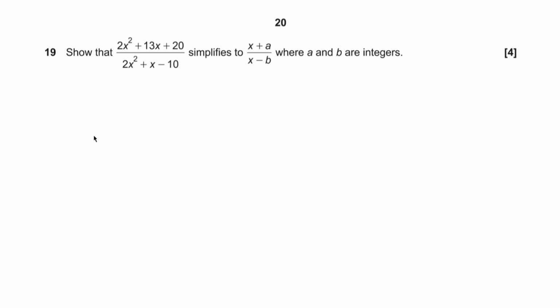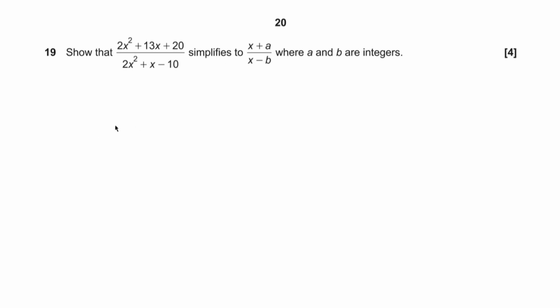Question 19, we have to show that 2x squared plus 13x plus 20 over 2x squared plus x subtract 10 simplifies to x plus a over x minus b, where a and b are integers. So let's think about how we could do this. Well, we need to factorize the numerator and the denominator.